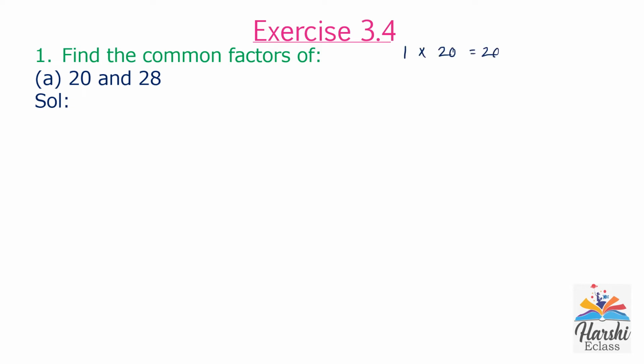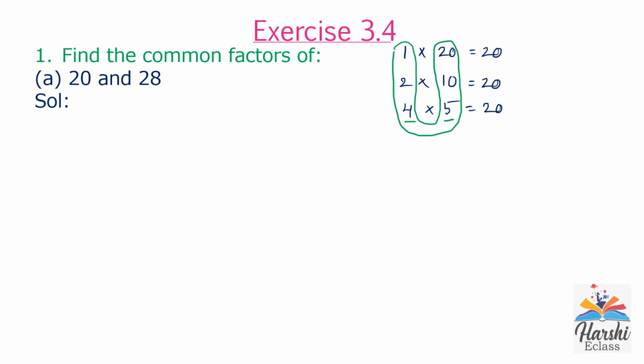1 20s are 20, 2 10s are 20, 4 5s are 20, 5 4s are 20. Here 5 and 4, both the numbers are already written. 5 and 4 started repeating. That means listing the factors is completed now. The factors of 20 are 1, 2, 4, 5, 10 and 20.